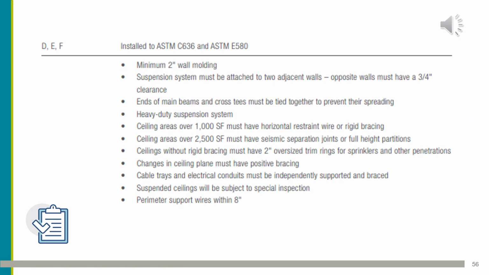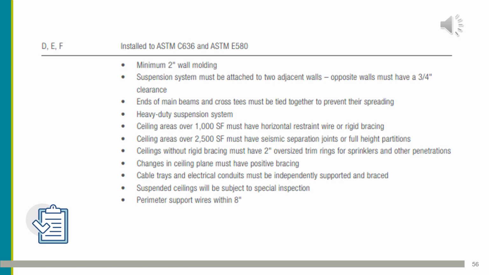So let's look over some of these minimum requirements. We have a minimum of 2-inch wall molding required. The suspension system must be attached to 2 adjacent walls. Opposite walls must have a 3/4 inch clearance. This allows for movement. Ends of main beams and cross tees must be tied together to prevent spreading. Now this can be done by using spreader bars, but more commonly what we see today is proprietary clips. Heavy-duty suspension systems are needed, and ceiling areas over 1,000 square feet must have horizontal restraint wire or rigid bracing. Ceiling areas over 2,500 square feet must have seismic separation joints or full height partitions.